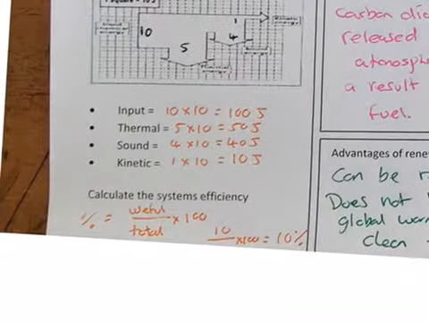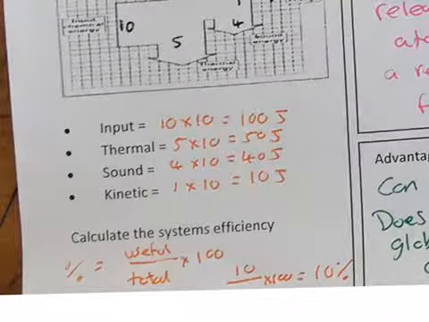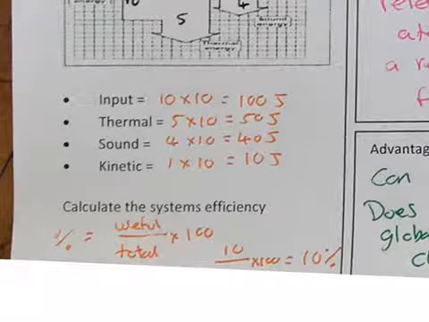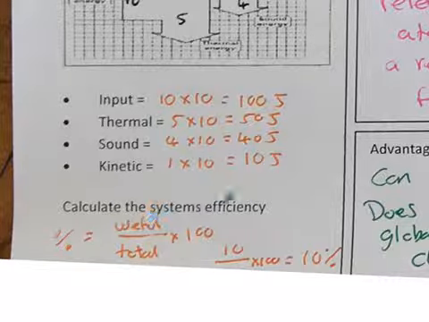Now we calculate that efficiency. You'll find this formula in the front of your books. Efficiency equals the useful energy over the total energy times 100. Because it's a percentage, you're always going to put the small one on top of the big one to get a decimal, and then you're going to times it by 100. In this case, it's a really easy calculation. It's 10% efficient.